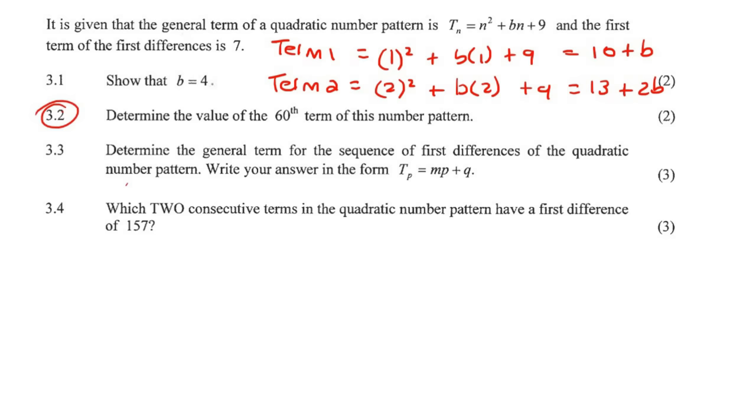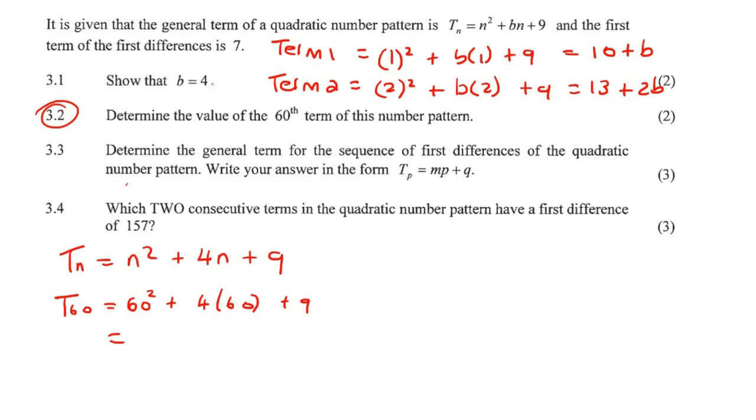Determine the value of the 60th term. Okay, well, that's very easy because we know the formula, we can put b as 4. So b is 4. And so they said determine the value of term 60. So term 60 would then be 60 squared plus 4 times 60 plus 9. If you go ahead and type that all in, you get 3,849.